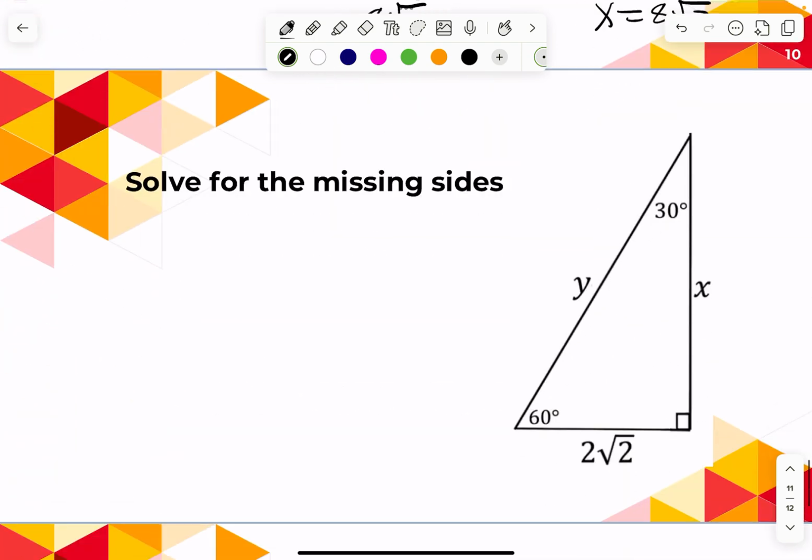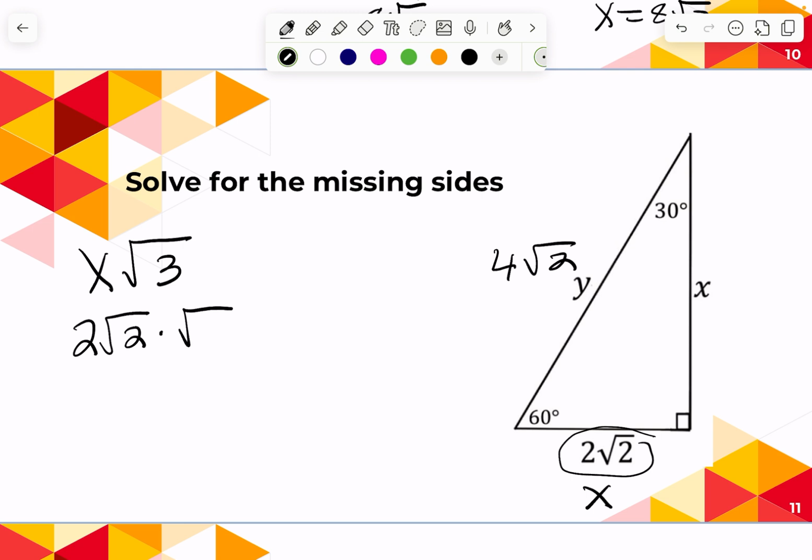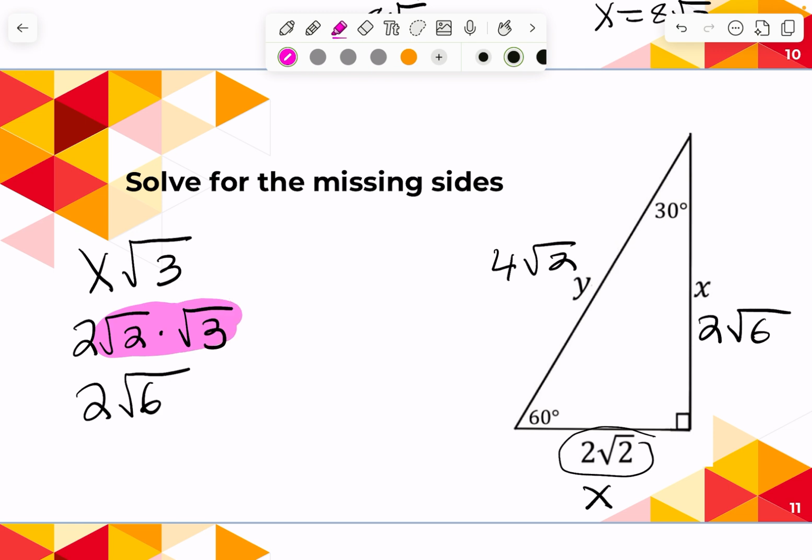All right. We got another one. So once again, this one is not too special. If this is 2 root 2, then the hypotenuse is 4 root 2 because it's twice as large. And the one across 60 degrees is x times root 3. And since this is x, 2 root 2 times root 3 is 2 root 6. Because when you have square roots multiplying each other with the same roots, you just multiply the numbers inside.